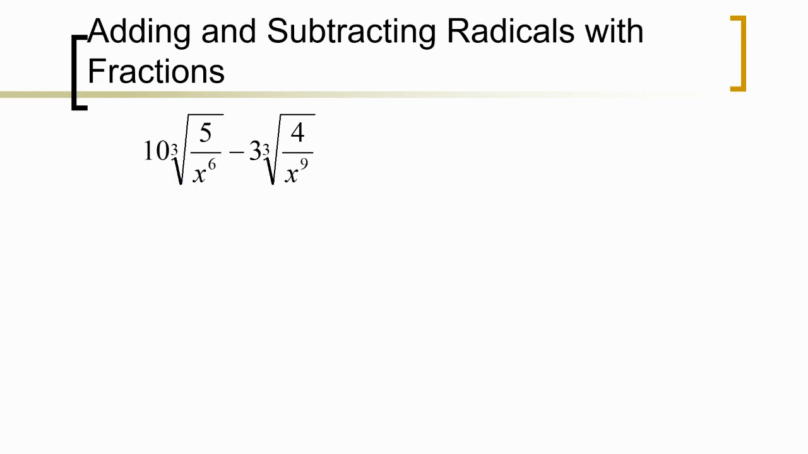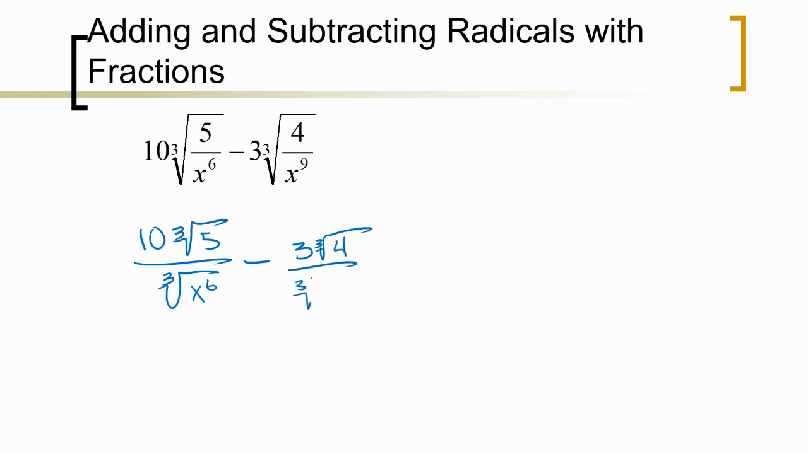There's a little bit uglier one with a cube root. And so what we want to do here is just rewrite this cube root part to go up to the top and the bottom separately and try to simplify as much as possible. So I have 10 cube root of 5 over the cube root of x to the 6th. The whole game here is just knowing that you can split it up. So then it's minus 3 cube root of 4 over the cube root of x to the 9.